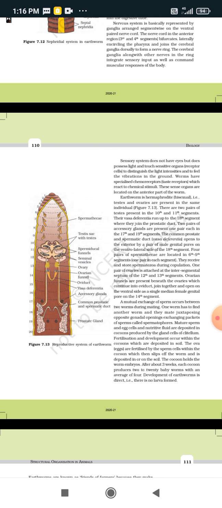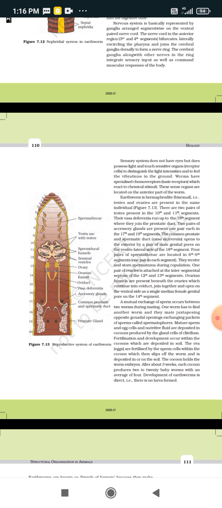Earthworm is hermaphrodite. Now, what is hermaphrodite? It is bisexual. What does bisexual mean? Both testes and ovaries are present in the same organism. There are two pairs of testes present in the 10th and 11th segment. From the testes, vas deferentia run up to the 18th segment where they join the prostatic duct. Apart from this, two pairs of accessory glands are also present, one pair each in the 17th and 19th segment.